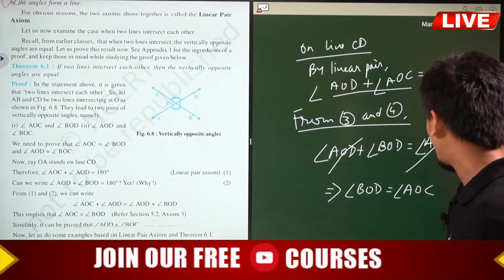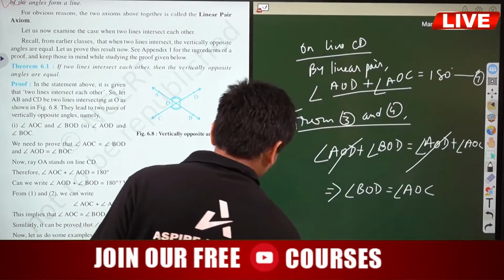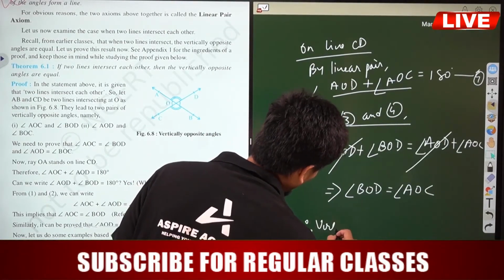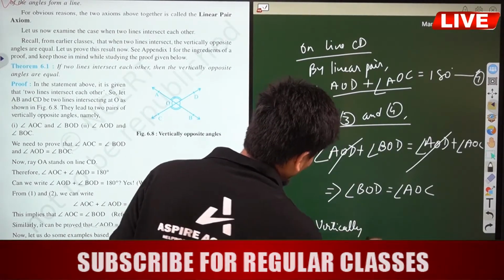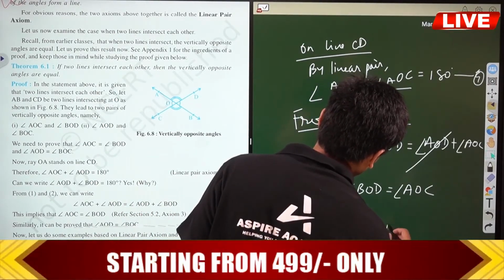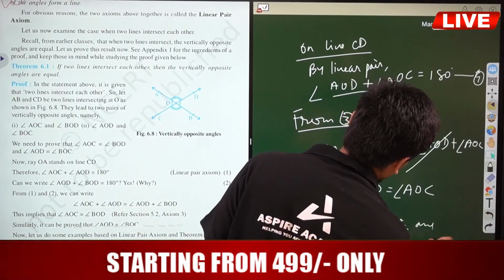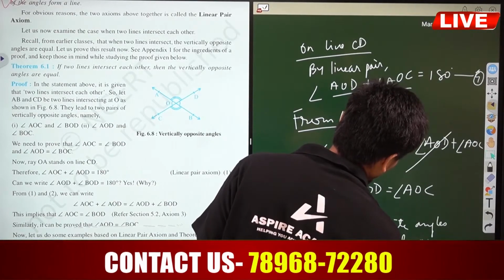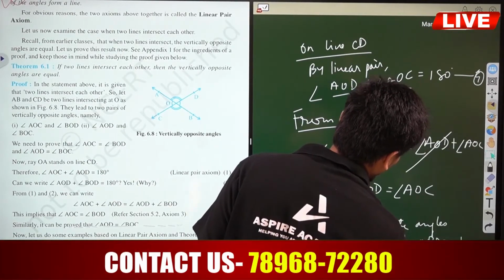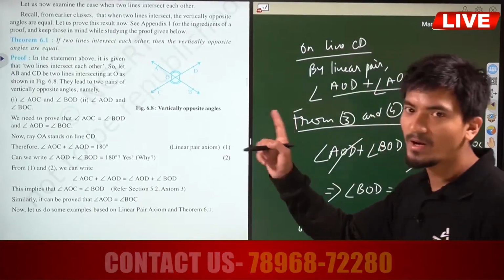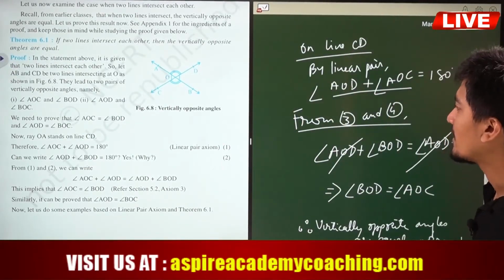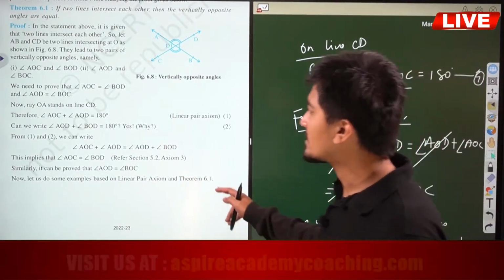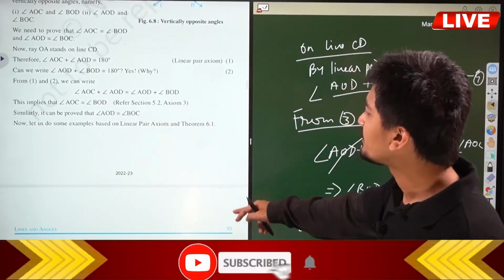Hence we can write, therefore, vertically opposite angles are equal. This is the required proof, hence proved. Vertically opposite angles are equal.